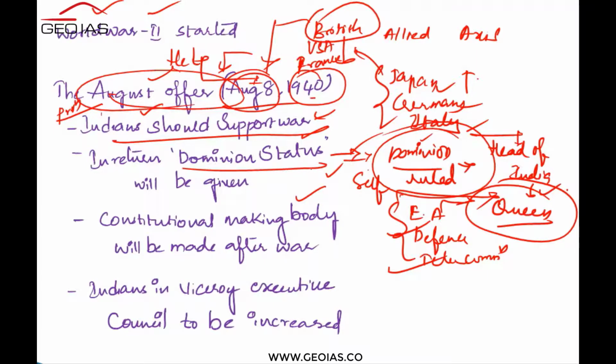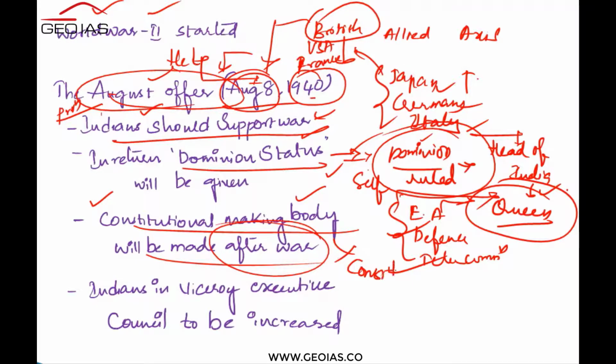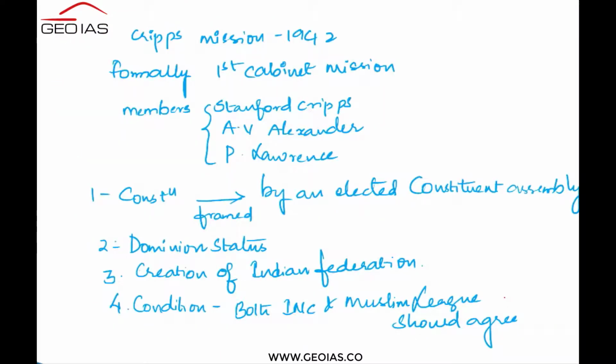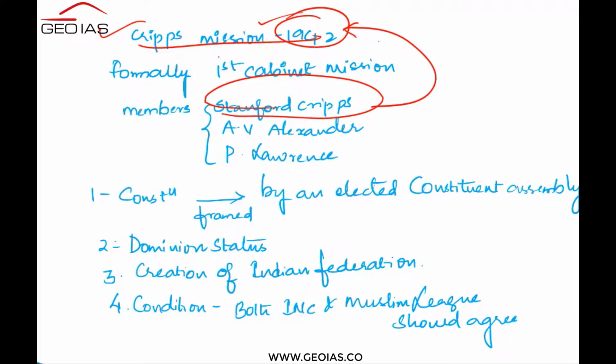They also said that a constitution-making body will be formed after the war to make the constitution, and the number of Indians in the Viceroy's Executive Council will also be increased. But this was rejected by both the Indian National Congress and the Muslim League. So this offer was rejected by the Indians. Later on, during the war itself in 1942, they started the Cripps Mission. Why is it known as the Cripps Mission? Because Stafford Cripps was the head of this mission. It is formally called the First Cabinet Mission.